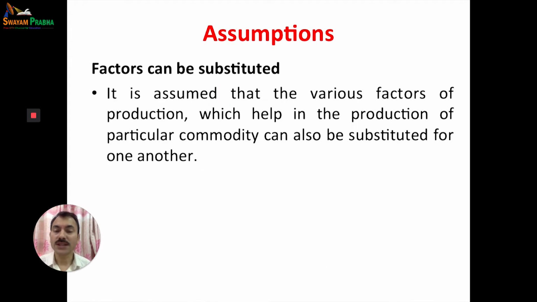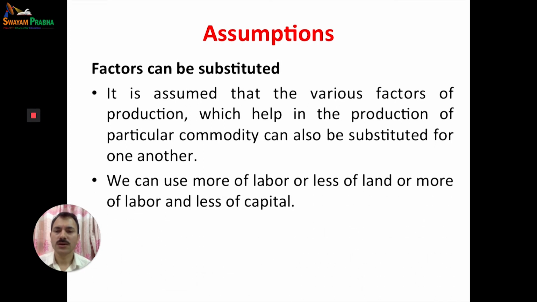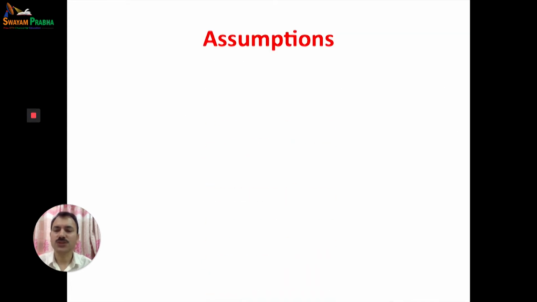Third assumption, factors can be substituted. This theory is based on the assumption that the various factors of production which help in the production of a particular commodity can be substituted for one another. You can easily substitute one factor with another. The production will not be affected. We have to assume that they are perfectly substitutable. We can use more labor or less land, or more labor or less capital, and output may remain the same. These factors of production are perfectly substitutable.